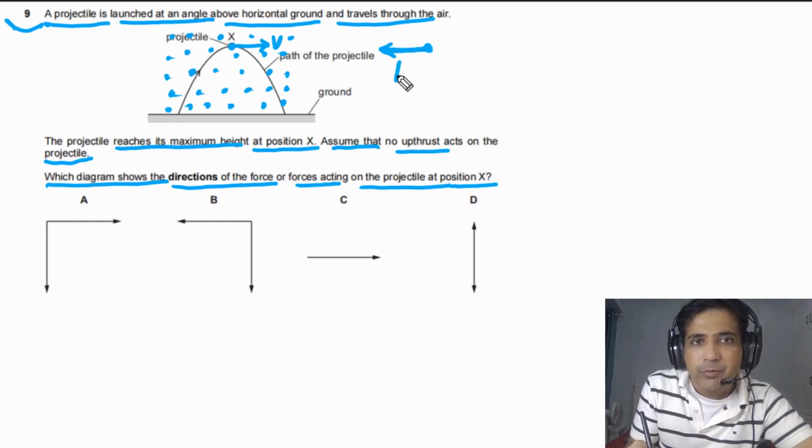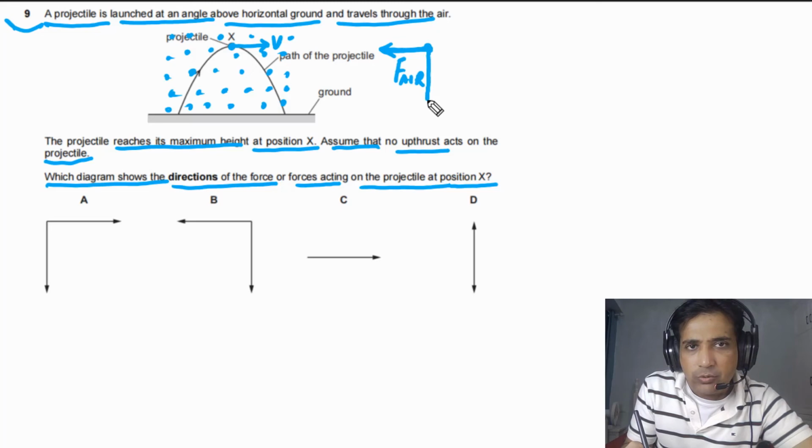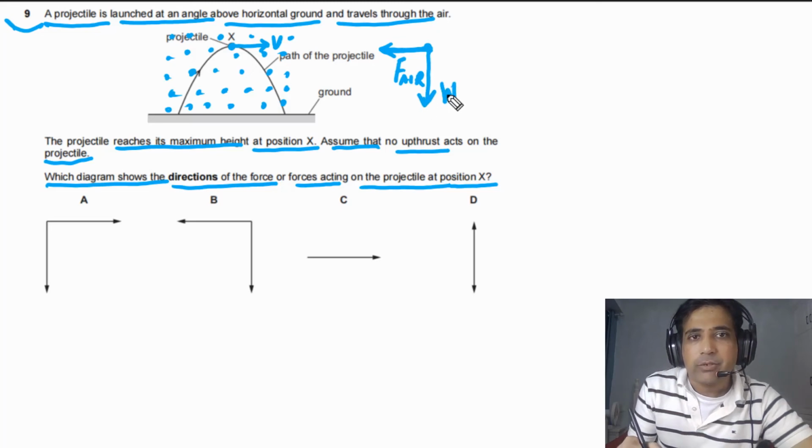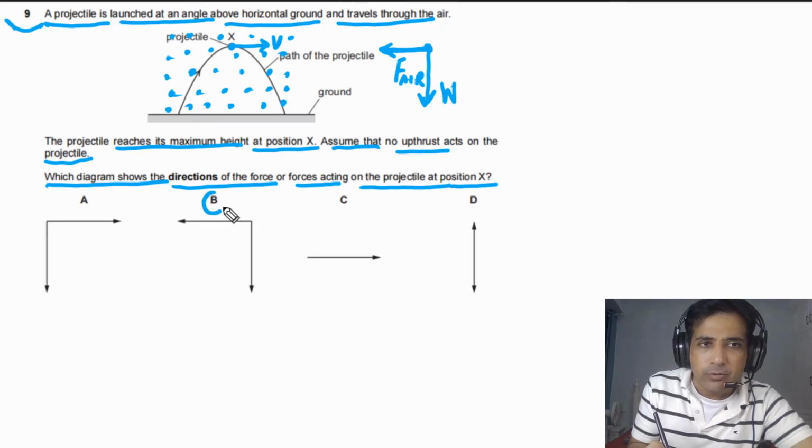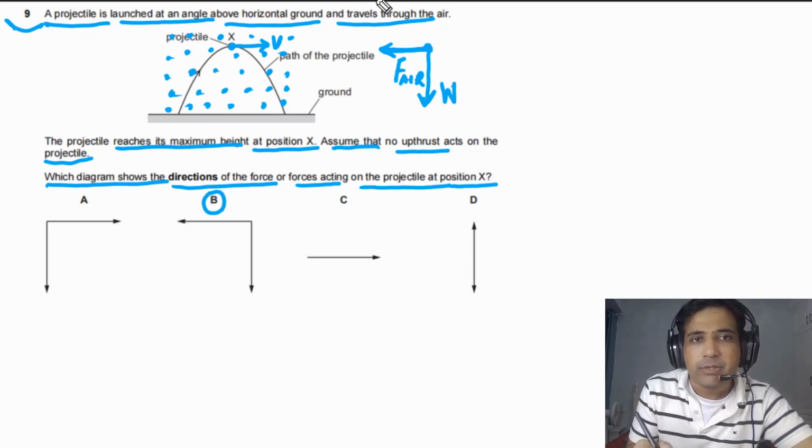And also there is gravity acting on this ball that is acting vertically downwards. So this is weight. So simply our answer for this question is B. Very nice question. You need to understand in this case you cannot ignore air resistance because it is falling through air. So the answer for this question is B.